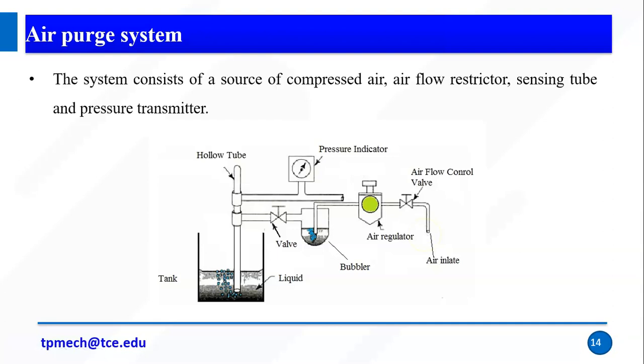So the system consists of a source of compressed air, flow restrictor, sensing tube, and the pressure transmitter. This is the construction of the air purge system. We have a tank where we are going to store our liquid, and we are going to measure the liquid level in the tank. We have a hollow tube which is immersed in the water.